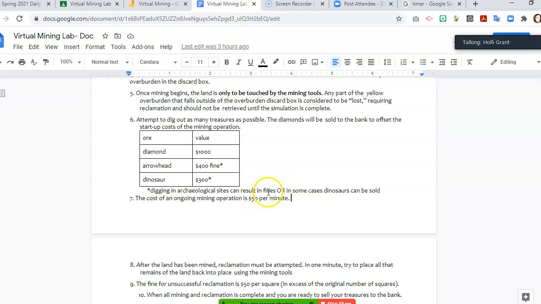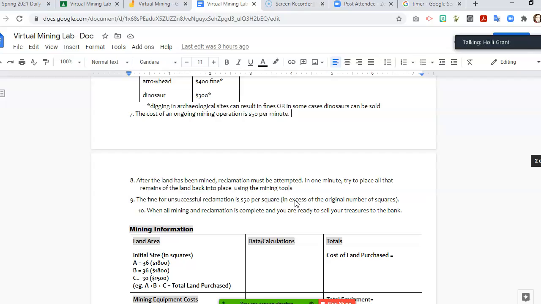Okay. So on number 7, just a reminder, the cost of an ongoing mining operation is $50 per minute. So you should put how many minutes it took you to mine that. Is everybody good? Okay. Step 8.